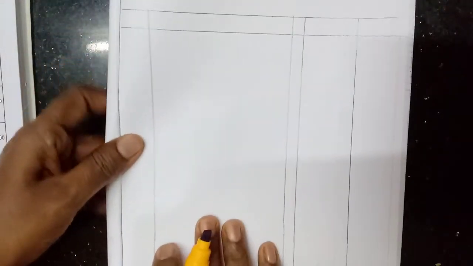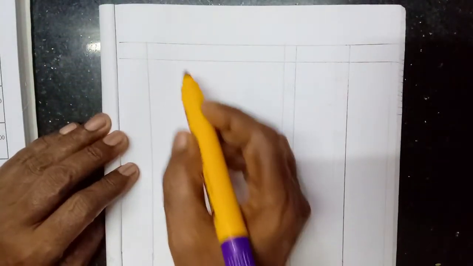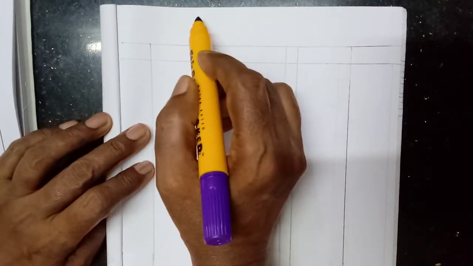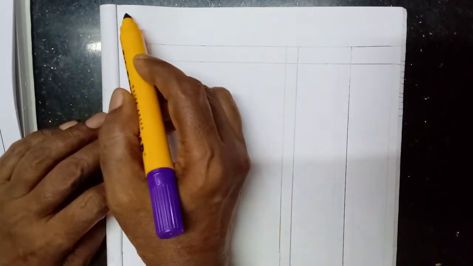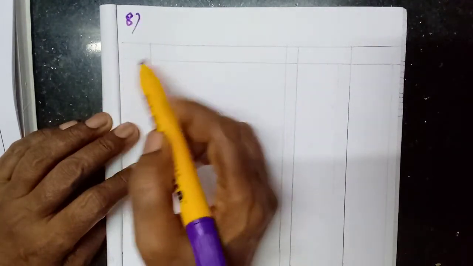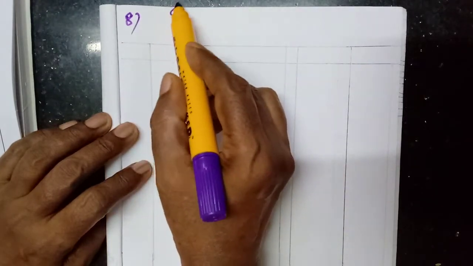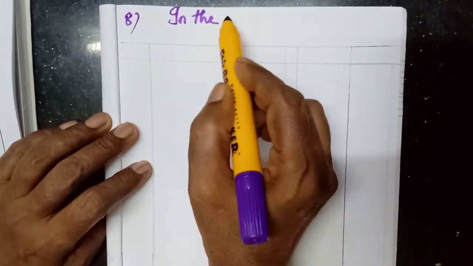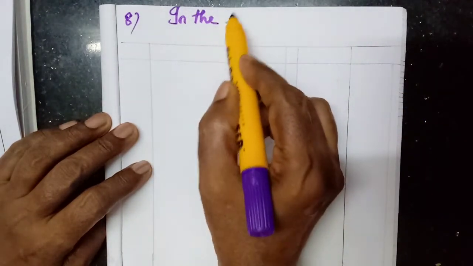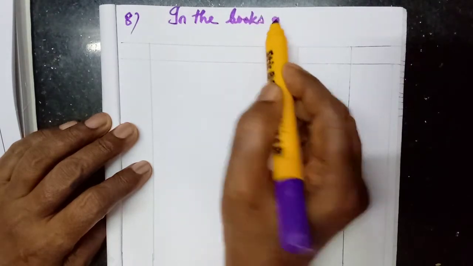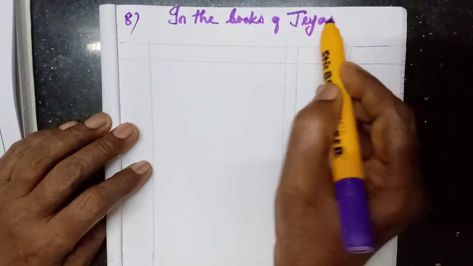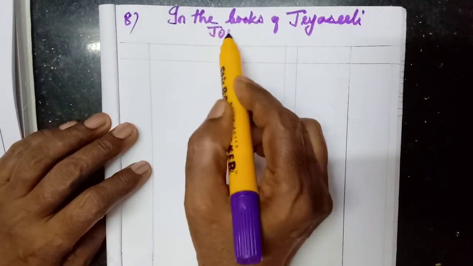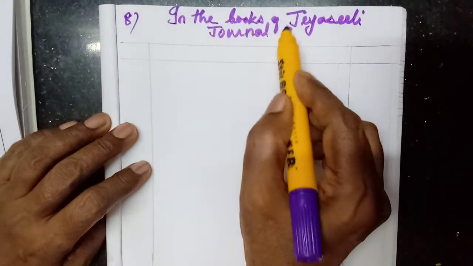Okay, you have to use only one page in your accountancy notebook. Either right side or left side, any one page is enough for the journal entries. So first we should write the number. Then the heading, in the books of. Two lines are available in your notebook. There you write in the first line, in the books of J.S. Seeley. Then next line, journal entries.